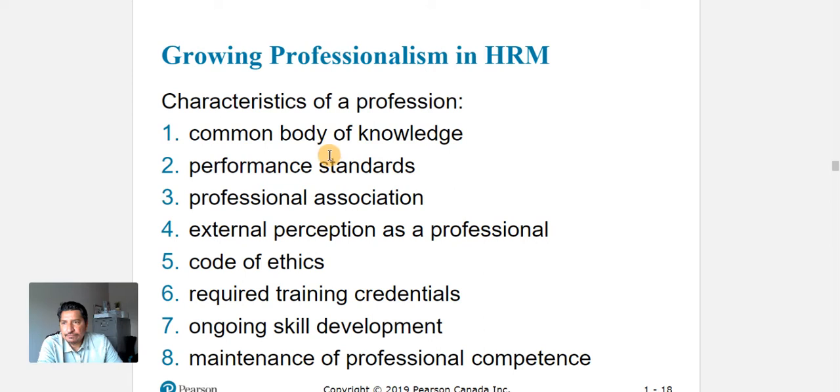Growing professionalism in human resource management. Now, it is a profession and it's growing fast. So these are the common characteristics of a profession: a common body of knowledge, performance standards, professional association, external perception as a professional, code of ethics, required training credentials, ongoing skill development, and maintenance of professional competence.